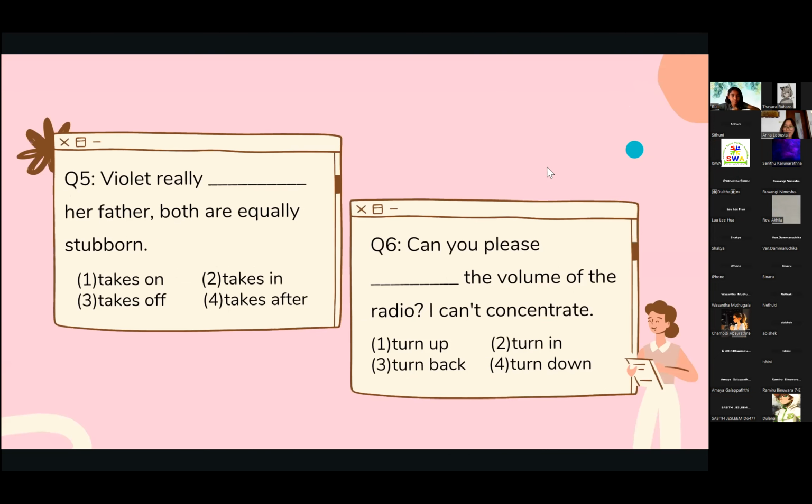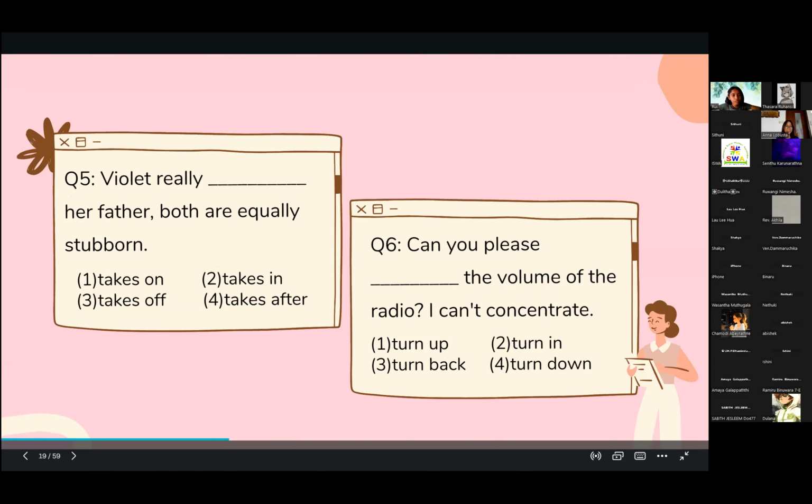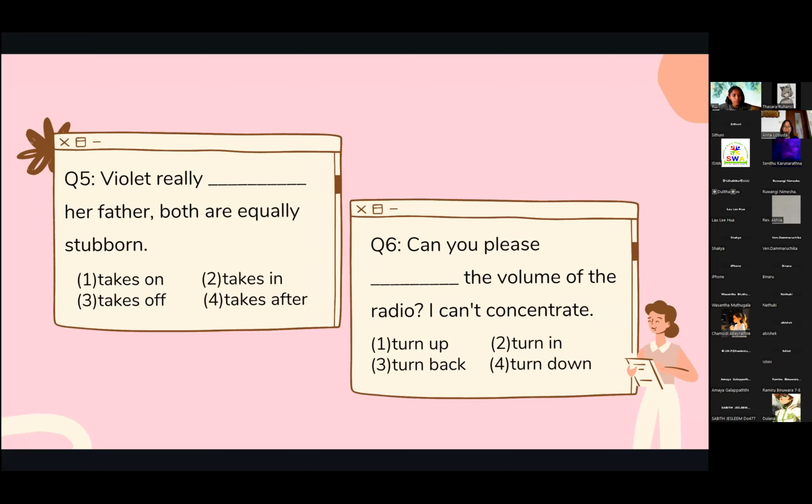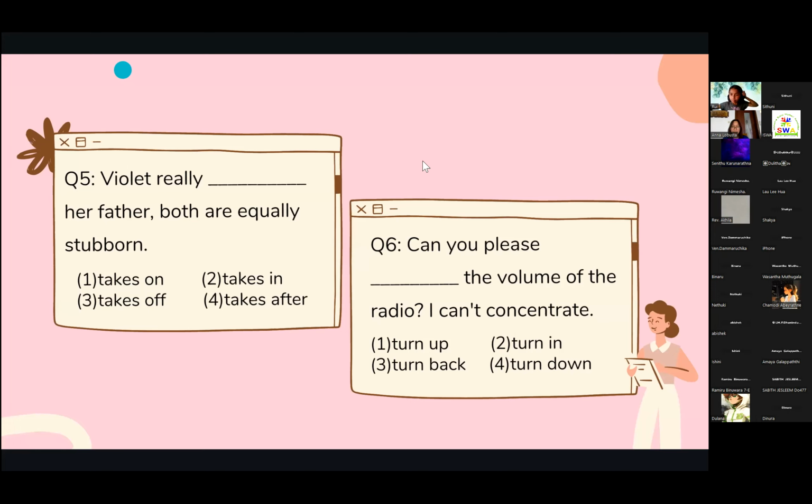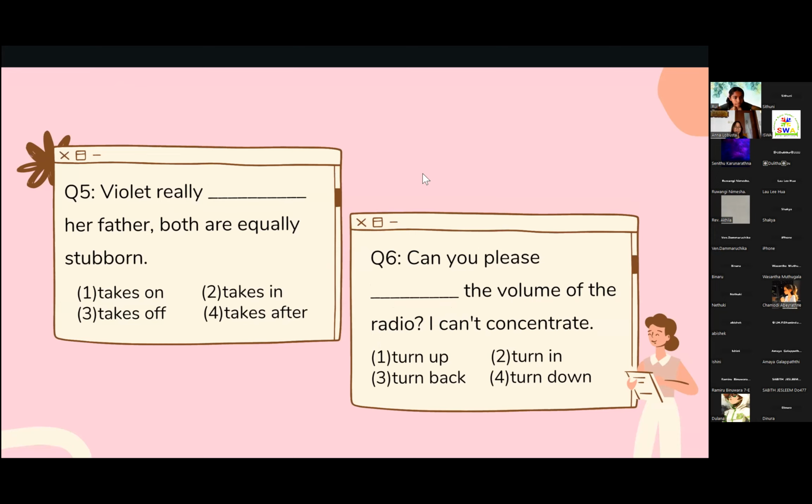Then next question. Okay, Ray, you can read. Violet really blank her father. Both are equally stubborn. You can type, or if it's easier, you can say out the answer as well. You can try unmuting and say your answer too, if that would be better.